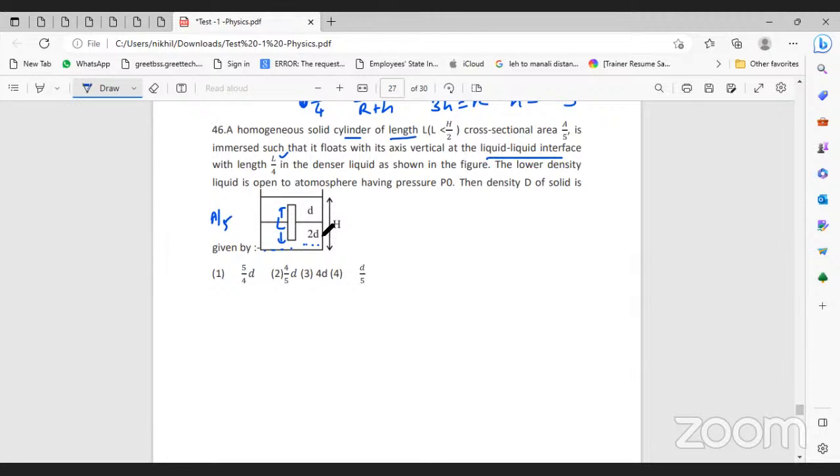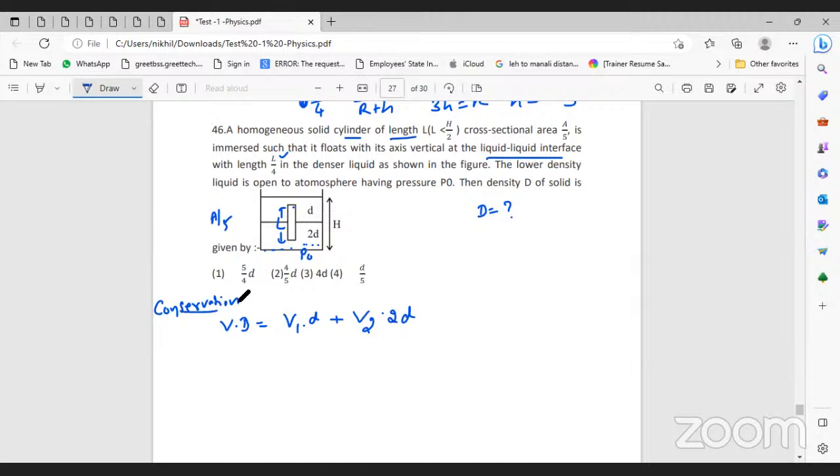Now the pressure is P naught. Now the density D of this solid block is what they are expecting. According to the principle of floating, the law of flotation, you can tell the mass, that is volume into density. Density is mass by volume, so mass is equal to volume into density. Volume of the first liquid into density plus volume of the second one into the density. Here it is 2D.